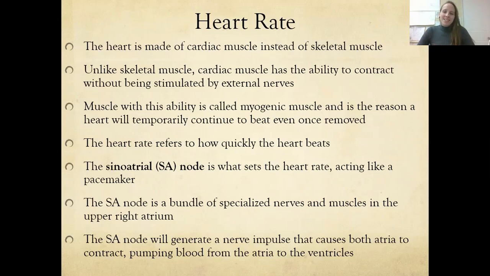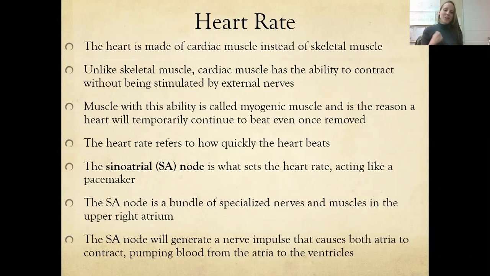Muscle with this ability is called myogenic muscle. And heart rate refers to just how quickly the heart is beating. The sinoatrial node, also called the SA node, is what sets the heart rate. It is called the pacemaker of the heart. If there's an issue with this, then a person might need an artificial pacemaker inserted, but that is like the pacemaker that we all have. The SA node is just a bundle of specialized nerves and muscles. It's located in the upper right atrium.